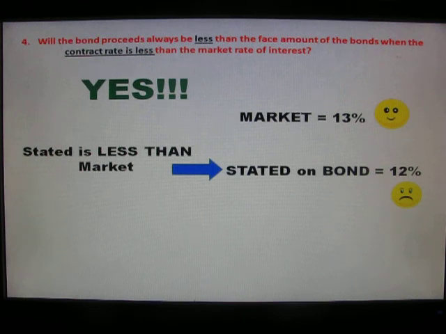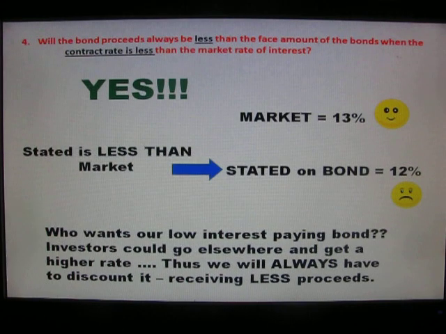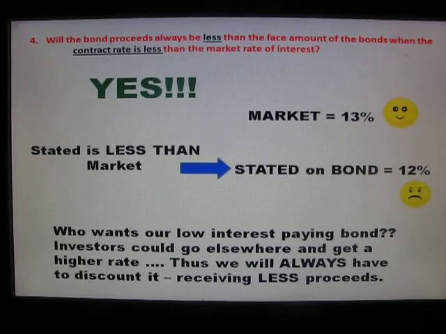So we have a contract rate of 12 and a market of 13. They're asking, will we always receive less than the face amount? Yes. Think about it. Who wants our low interest paying bond? Investors could go elsewhere and get a higher rate. Thus, we will always have to discount it.